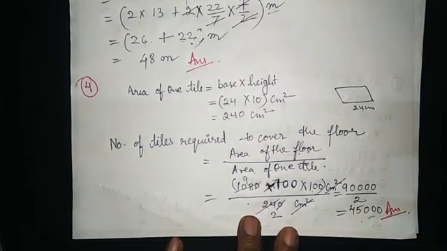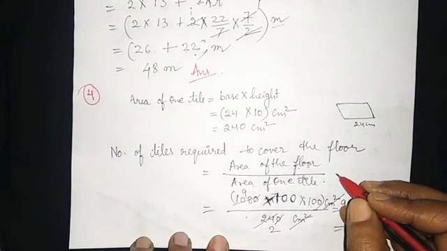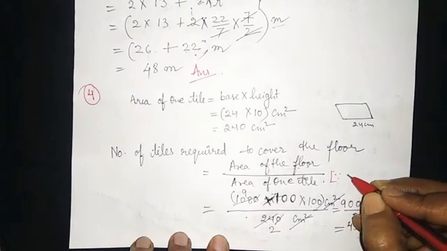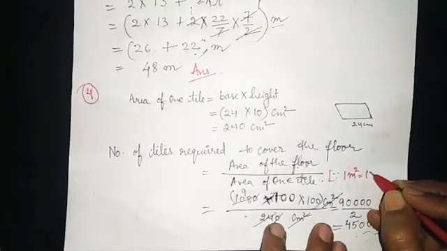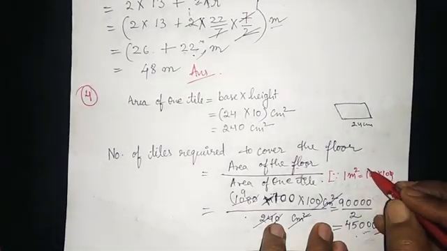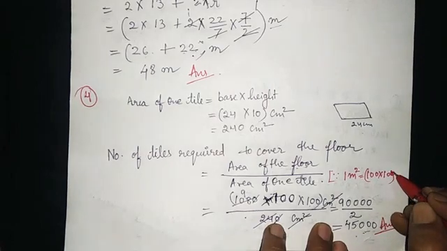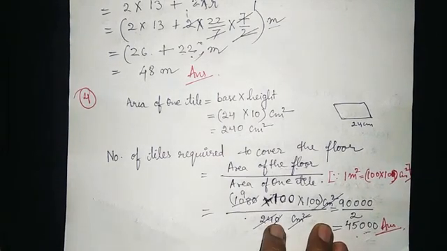This is your answer. Here one more thing you will include here. Since 1 meter square is equal to 100 into 100 centimeter square. Okay, this is 100.